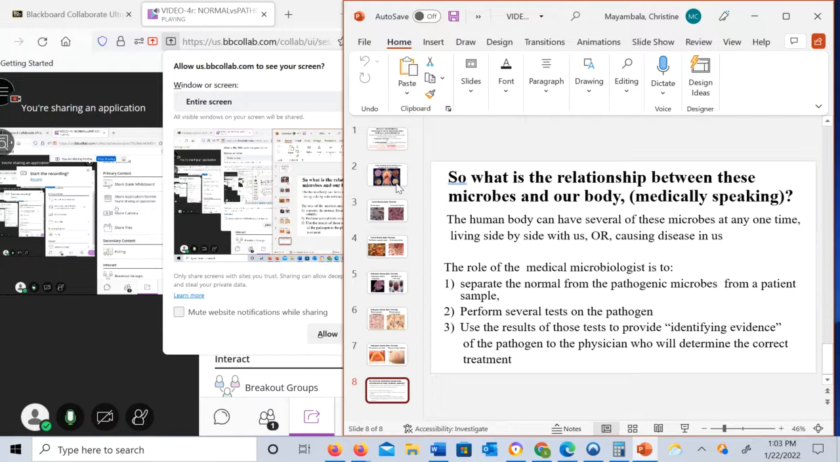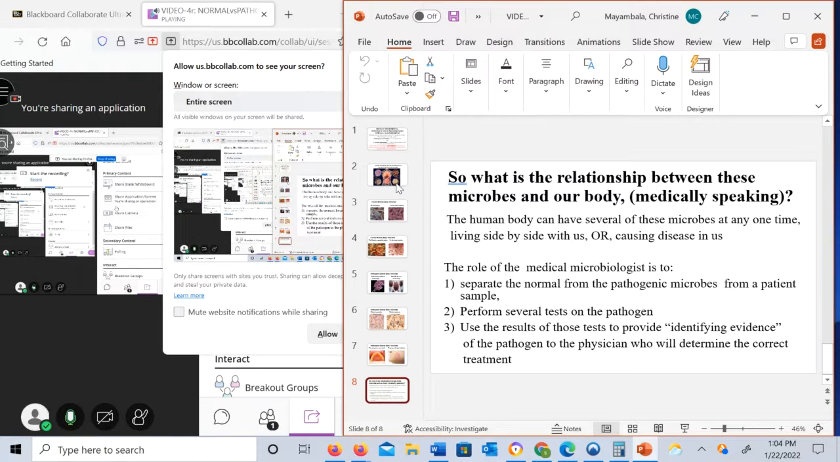So the medical microbiologist would receive that sample and separate the normal from the pathogenic microbes by various techniques like isolation and streaking. Again, we'll go over that in future videos. Once they have identified the colony that is potentially the colony of the pathogen, they would perform several tests to put together information on the characteristics of that organism, and the results from those tests would provide what I call the identifying evidence of the criminal microbe causing the infection.